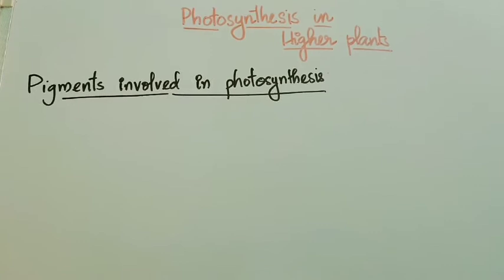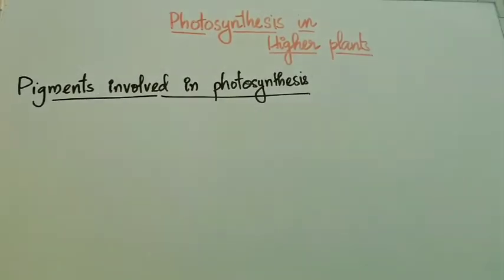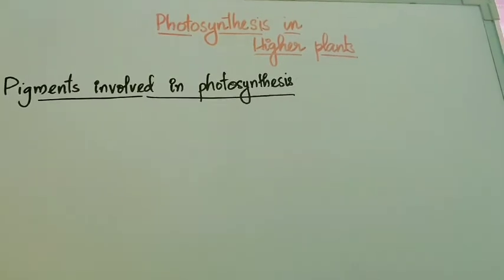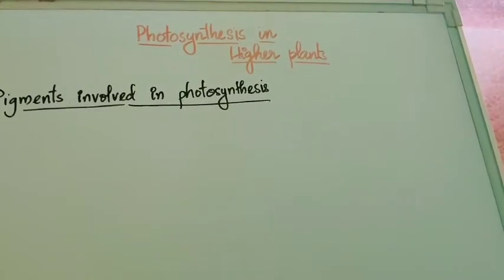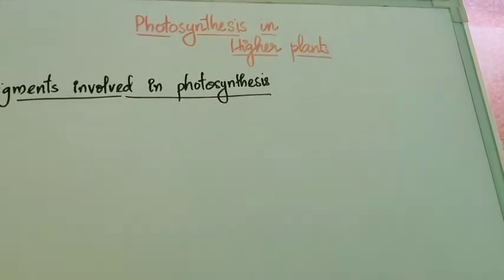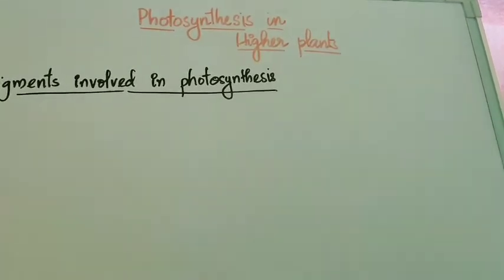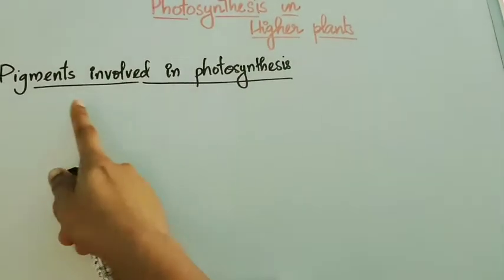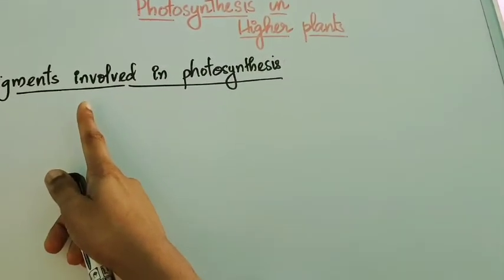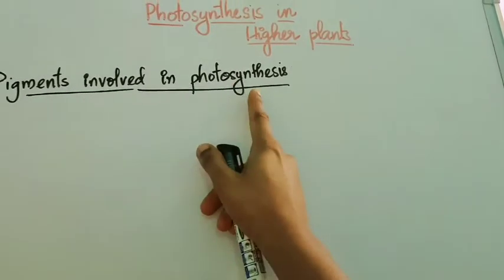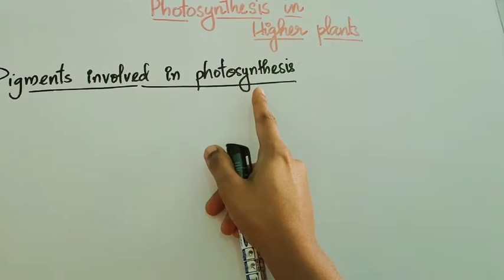Plants contain certain pigments in them which give them the particular color that they have. We see different shades of green, don't we? Light green, dark green. The different shades are there. All those different shades are mainly because of different pigments present in the green plants. And these pigments play a very important role in photosynthesis also.